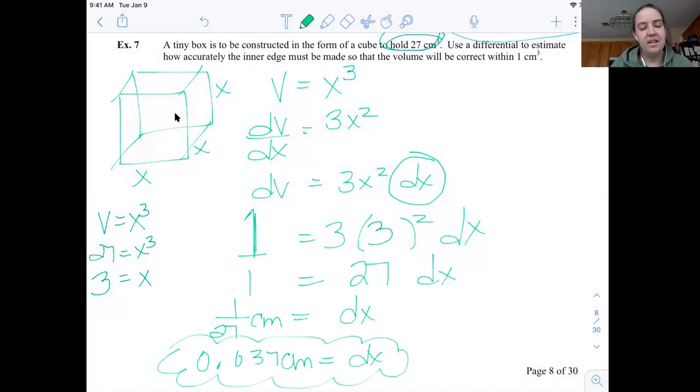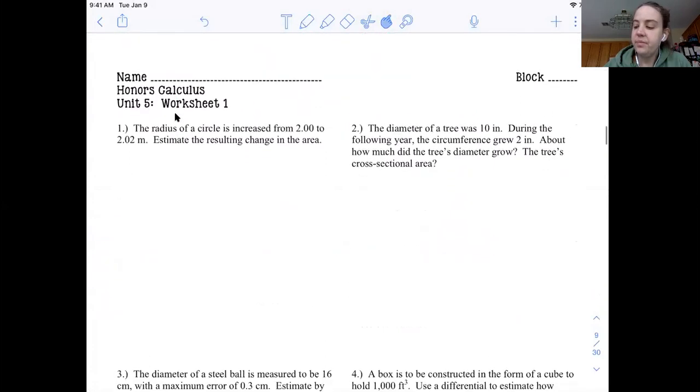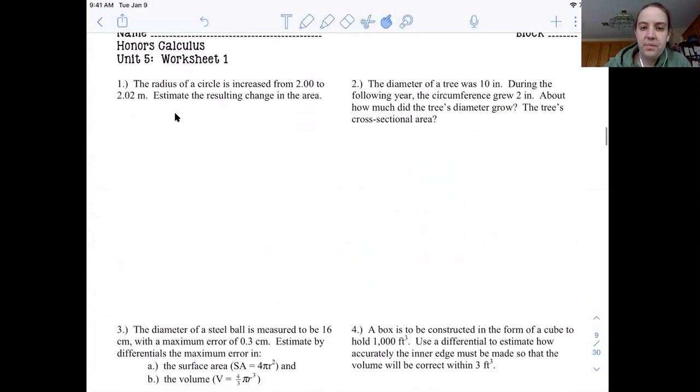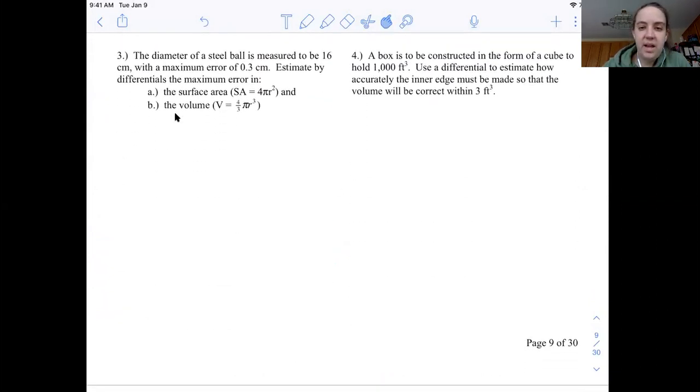So that is how we use differentials to estimate error or change in a certain quantity. Now the assignment. So the first assignment, which I believe I labeled as Wednesday, is worksheet number 1. Number 1 is a radius, so that's a circle problem. Number 2 is a circle problem. You're going to get stuck on number 2. Ask me questions about that one. I'll work it out and I'll upload it. I'm happy to do that. Number 3 is a sphere. We did one like that in our notes. And number 4 is a box. That's the example that we just did. So that's the first day's assignment.